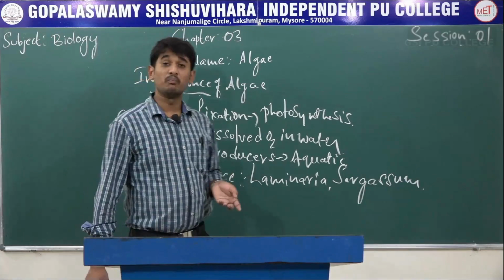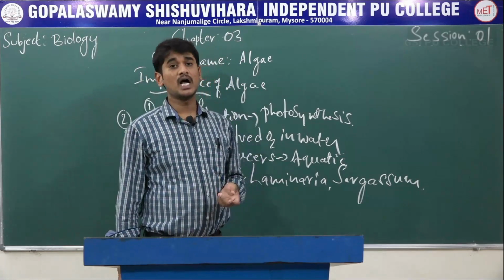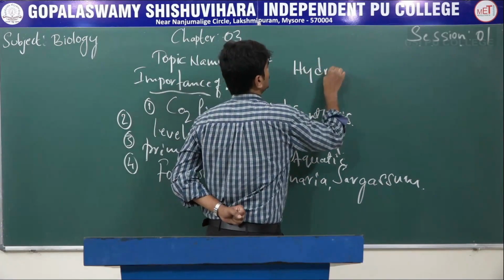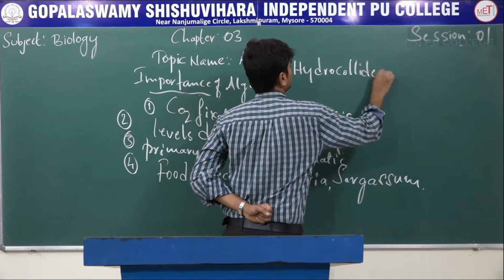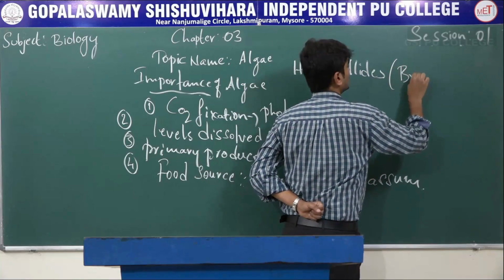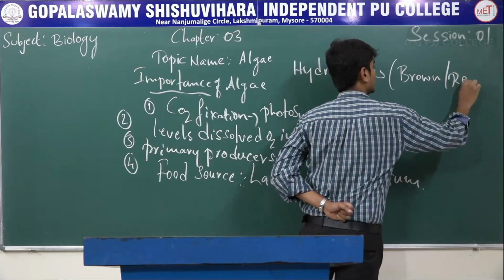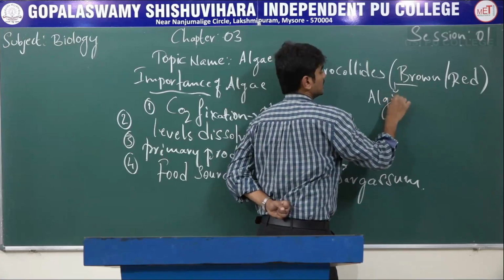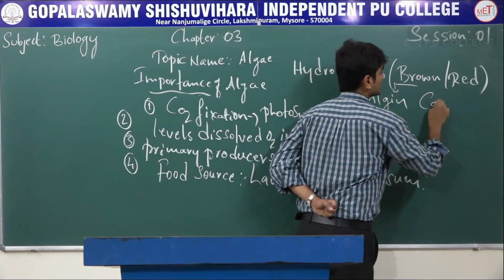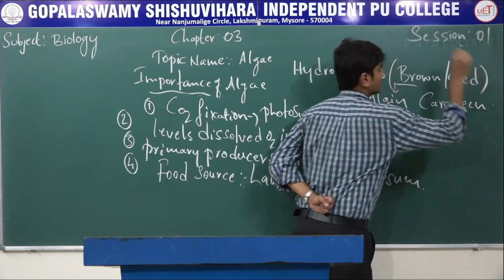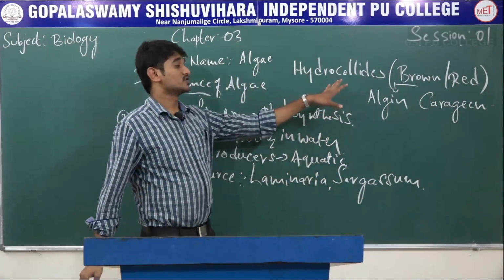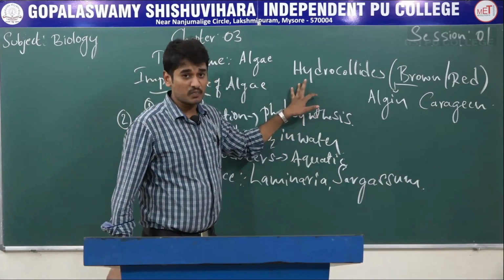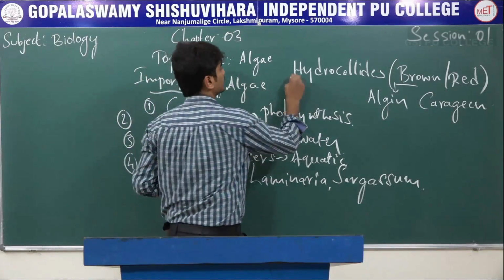And some marine algae like brown algae and red algae are used for the production of hydrocolloids. Example for brown alga, algin. Example for red alga, carrageenan. They are used to produce large amounts of hydrocolloids. Hydrocolloids means water-holding substances.